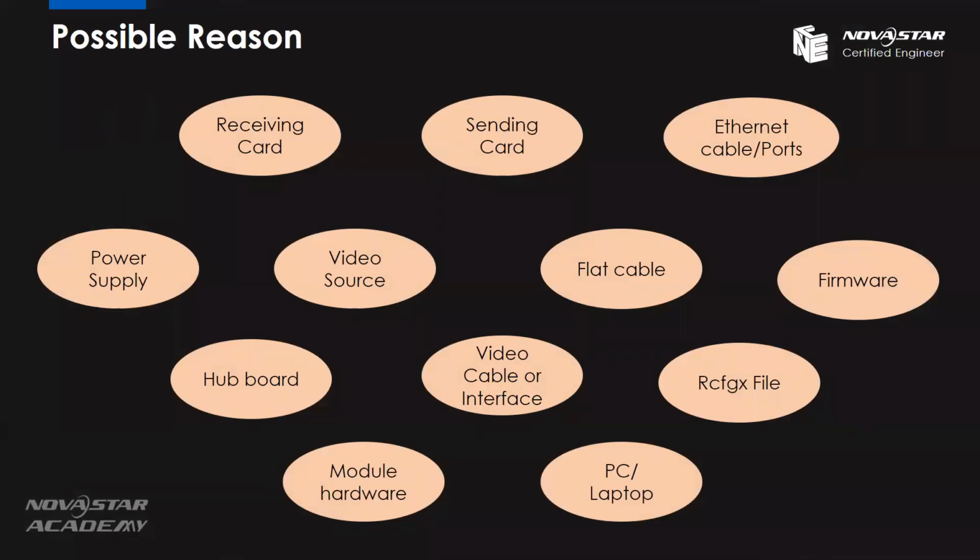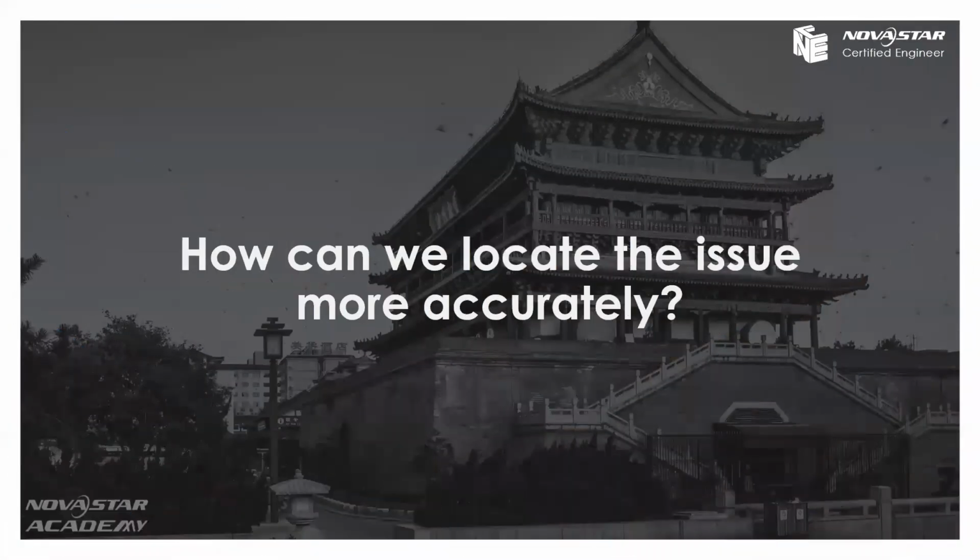So the thing is, we know the possible reasons, but how can we troubleshoot? We cannot just realize one possible reason and check it, then realize another one and check that. It could take a lot of time. So there must be a method, a way to troubleshoot, which means how can we locate the issue more accurately? Regarding the screen flickering issue, normally I will ask the customers one question.